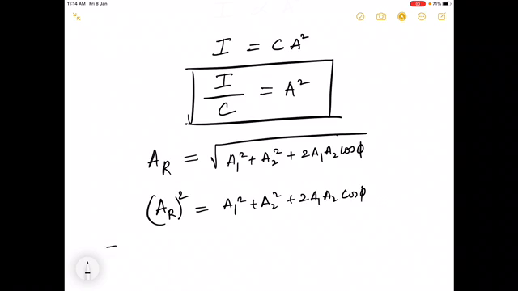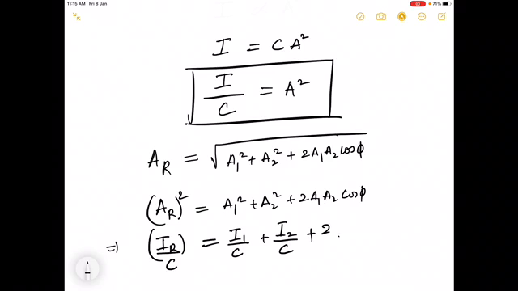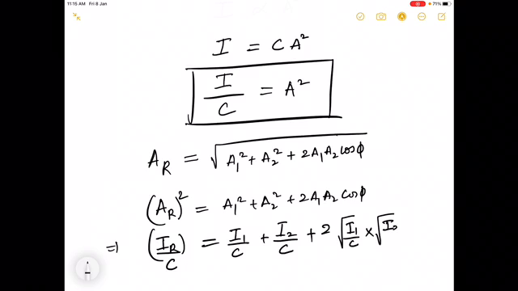Okay, let me do it again. So a1 square, can I write it as IR by C? I can write it like that, IR by C. And this can be written as I1 by C. This can be written as I2 by C. I hope everybody agrees with that. And this can be written as 2 of root of I1 upon C multiplied by root of I2 upon C cos phi.